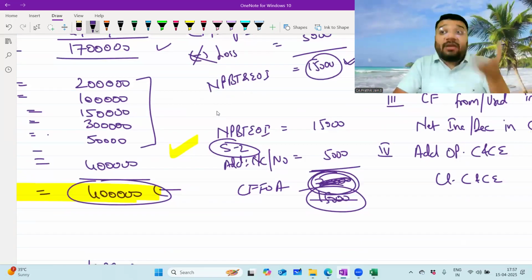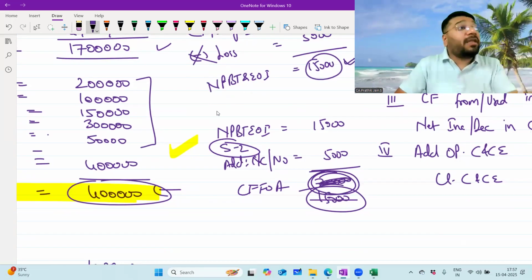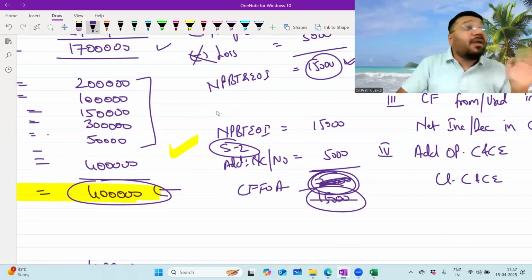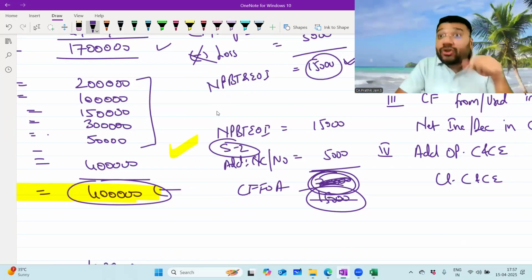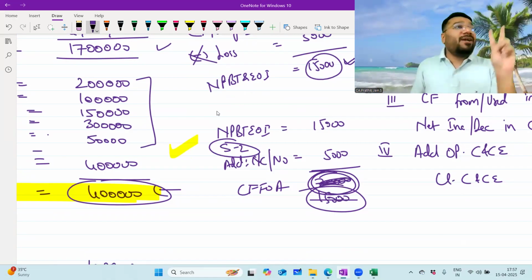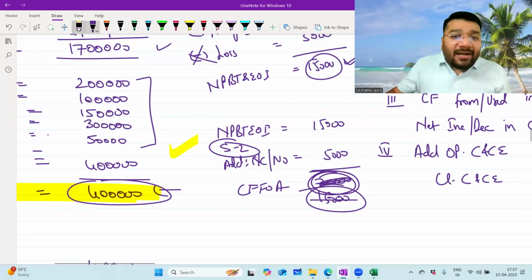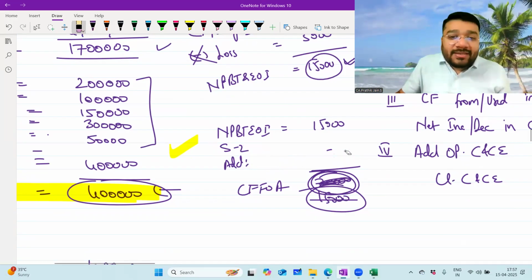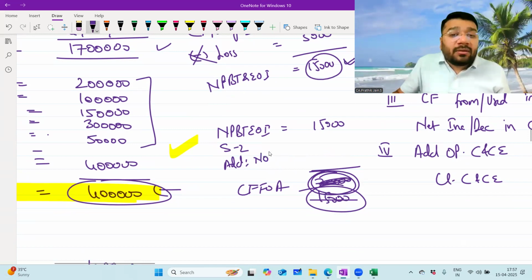Arey baba, the P&L they have prepared is absolutely right in accordance with the accounting rules and regulations. In the cash flow statement, this is wrong. So where should you do the adjustment? In the cash flow statement. Where in the cash flow statement? Segment 2. So in segment 2, what should I do? Add loss on sale of asset. So under non-cash and non-operating items, add back 5,000 rupees as loss.